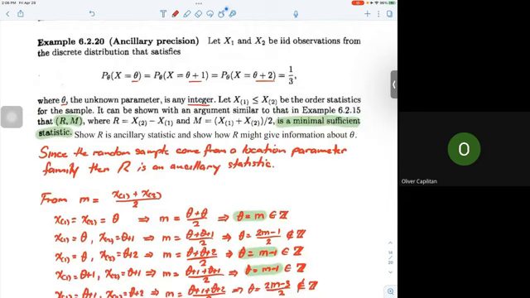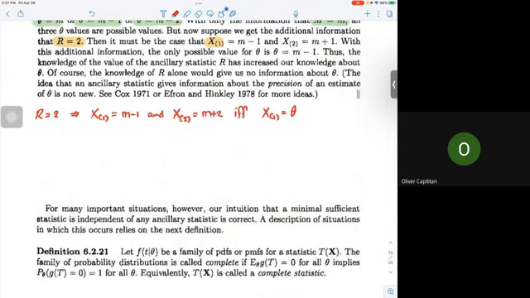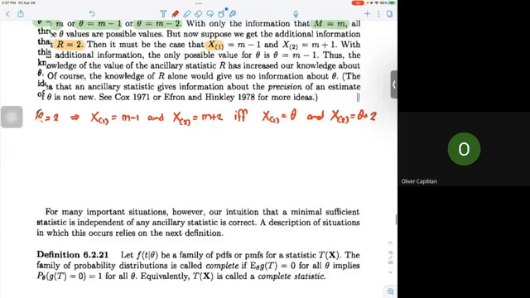It ranges from theta to theta plus 2. We have here theta, theta plus 1, theta plus 2. So in this case, the value of our first order statistic is theta if and only if the value of the maximum order statistic is equal to theta plus 2. So when the value of this order statistic is equal to that, this is the case.